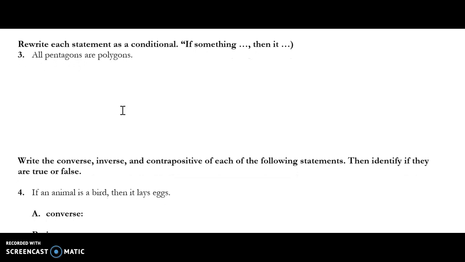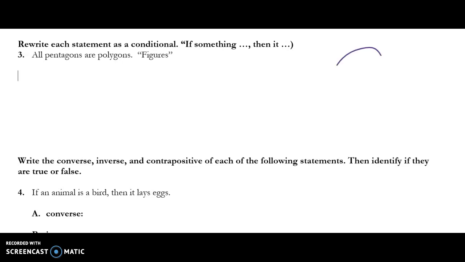On to our next idea, rewriting each statement as a conditional. If something blank, then it blank. So all pentagons are polygons. Okay? Now pentagons and polygons are like geometric objects, right? A lot of times you can see that these are, I might identify this as figures. So a good rule of thumb is to say, well, let's think about this. So pentagons and figures, okay?